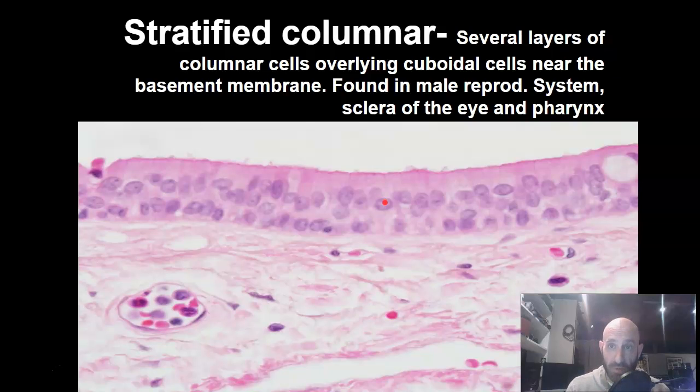And then also you're going to find this in the sclera of the eye. What is the sclera of your eye? It's the white of your eye. So if you look at the white of your eye, it looks kind of spongy, and it's because it's made up of this double layer.